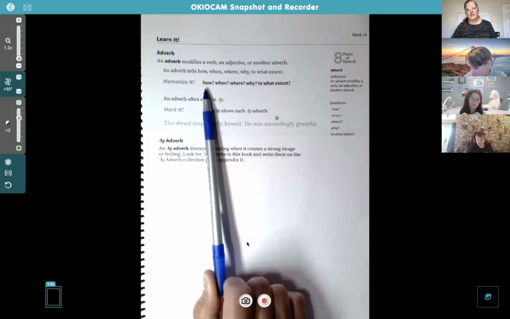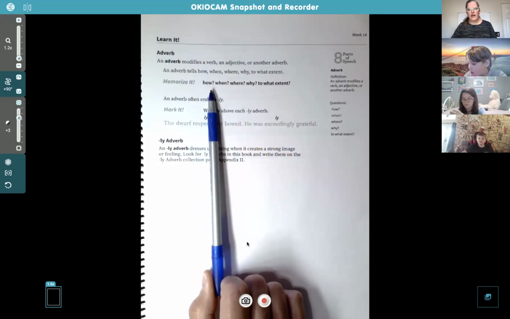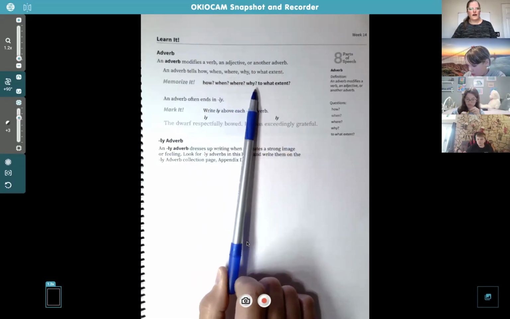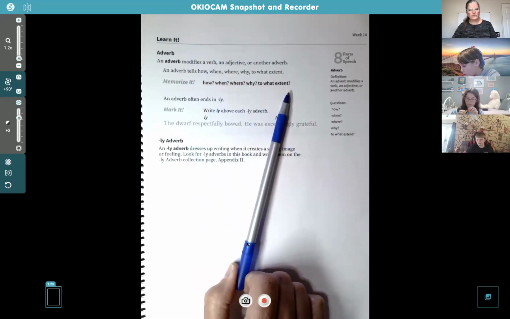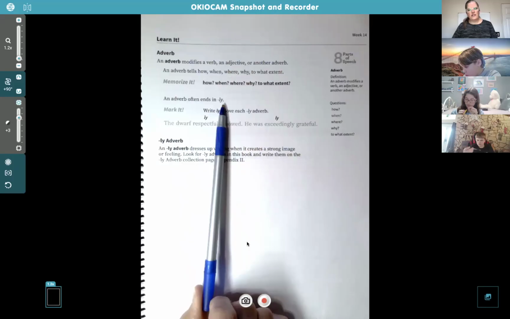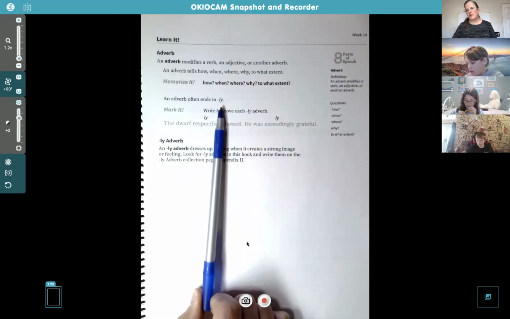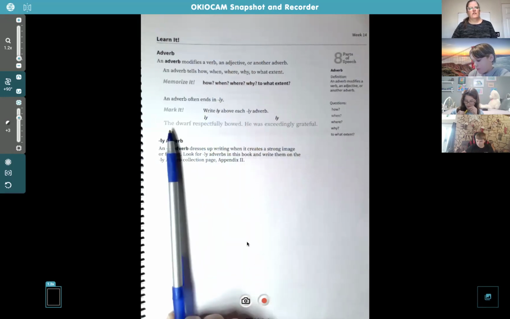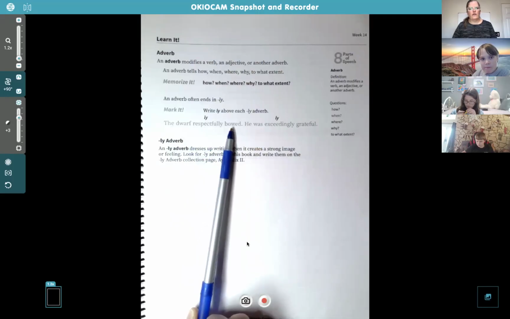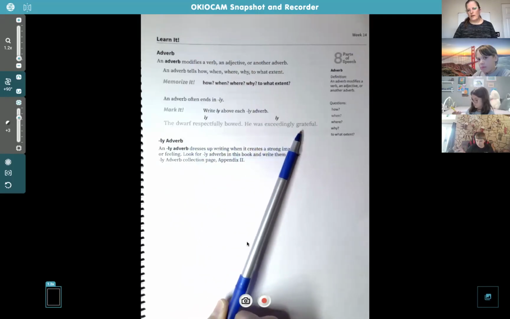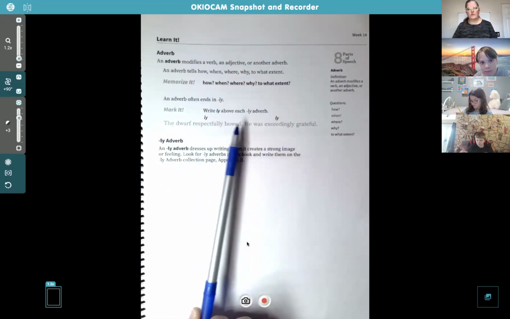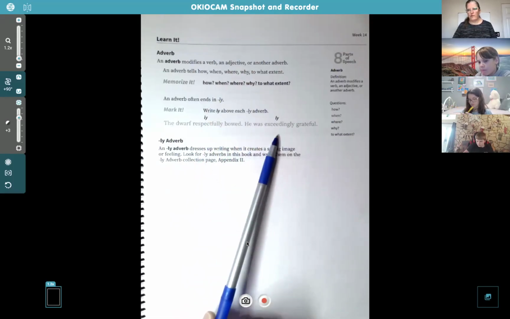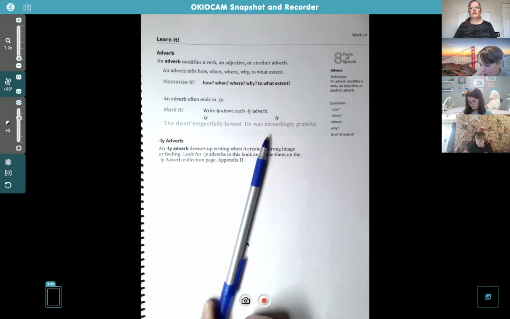So it says here, memorize it. This is what adverbs do. They tell how, when, where, why, to what extent. And then we have that it usually has an ly. Not always, but usually it does. In this book, it will have an ly, so they're super easy to spot. So you're going to write ly above it. The dwarf respectfully bowed. He was exceedingly grateful. You've got two ly adverbs here, and you're just going to write ly on top of them to label them. So they're pretty easy to spot.